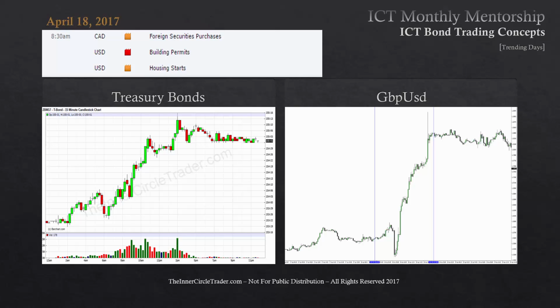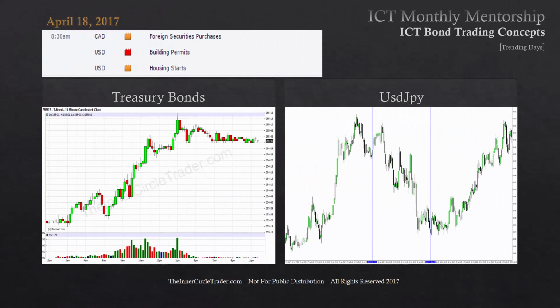Big impactful news due out in New York. Price expanded up, created a rather large day for the bond market. The British pound, as a result, also in the New York session, had an amazing day. Large up day, huge upside potential, all precursor directly related to the bond market.